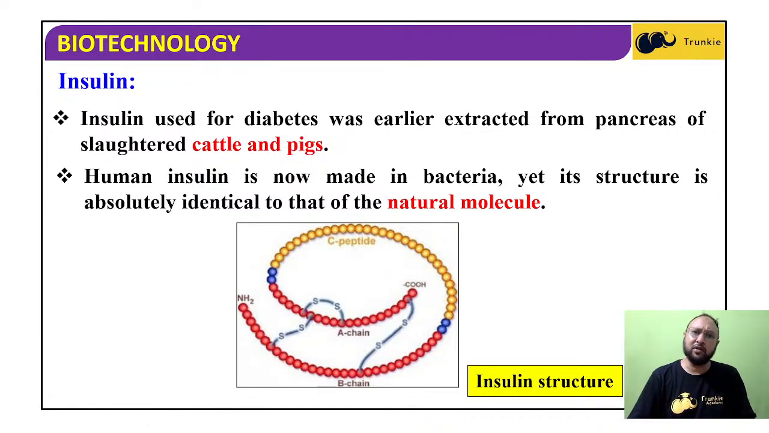Earlier, when biotechnology was not much advanced, the medical scientists used to prepare or extract insulin from slaughtered cattle and pigs. Now it is being prepared with the help of biotechnology and being marketed.